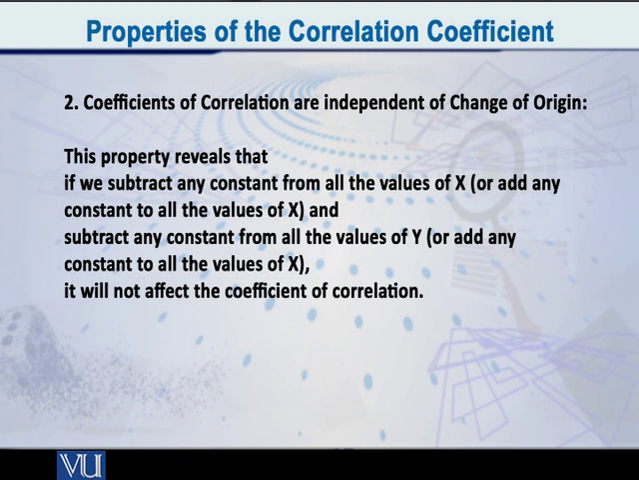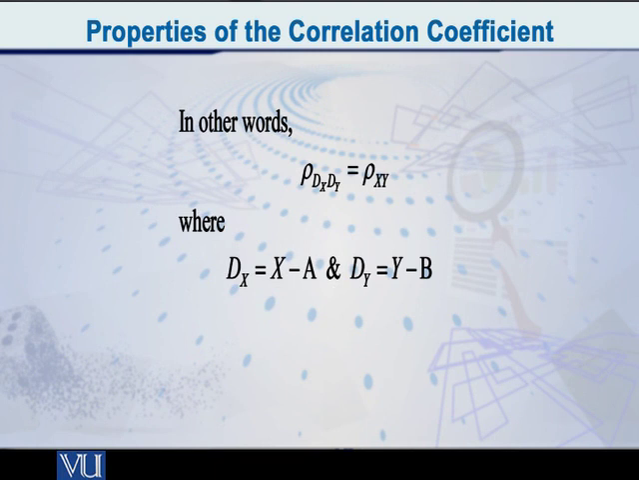So exactly what do I mean? I mean, as you now see on the screen, that rho of dx dy is exactly the same as rho of xy, where dx itself means x minus a, where a is some constant, and dy means y minus b, where b is some other constant, which can also be equal to a, but that is a special case. So अभी जो मैंने जो कुछ कहा मैं दोबारा आपके सामने रखती हूँ.